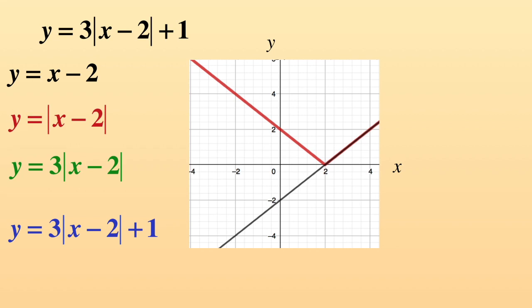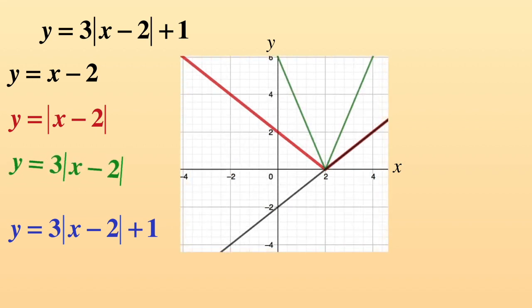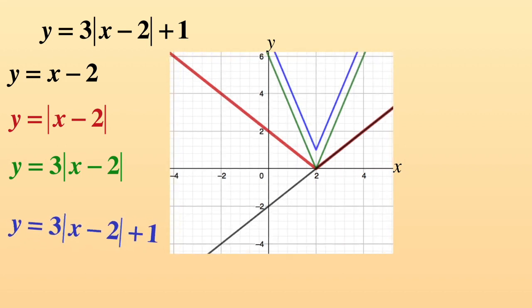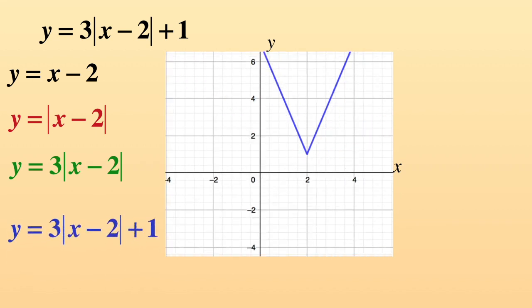Now we need to do the 3 out the front, and that's going to make everything steeper. Just remember, you've got both sides to make steeper. And then we're going to move the whole graph up 1. And then you can write out your working, and you're left with the graph in blue.